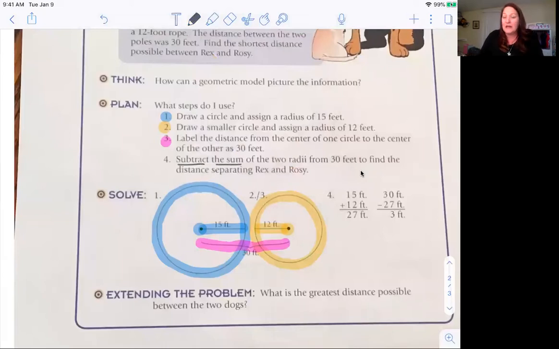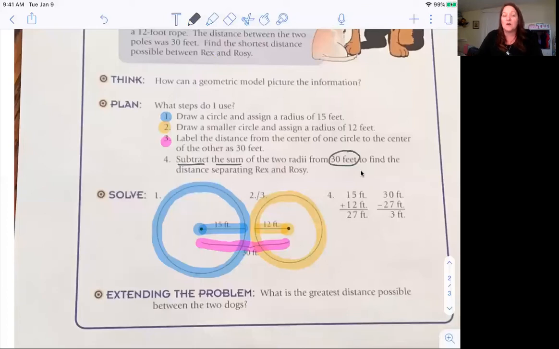Of the two radii (remember, the plural of radius is radii), we start from 30 feet, that means that is our minuend. Remember with subtraction, minuend minus subtrahend equals difference. So we're going to subtract from 30 feet to find the distance separating Rex and Rosie.